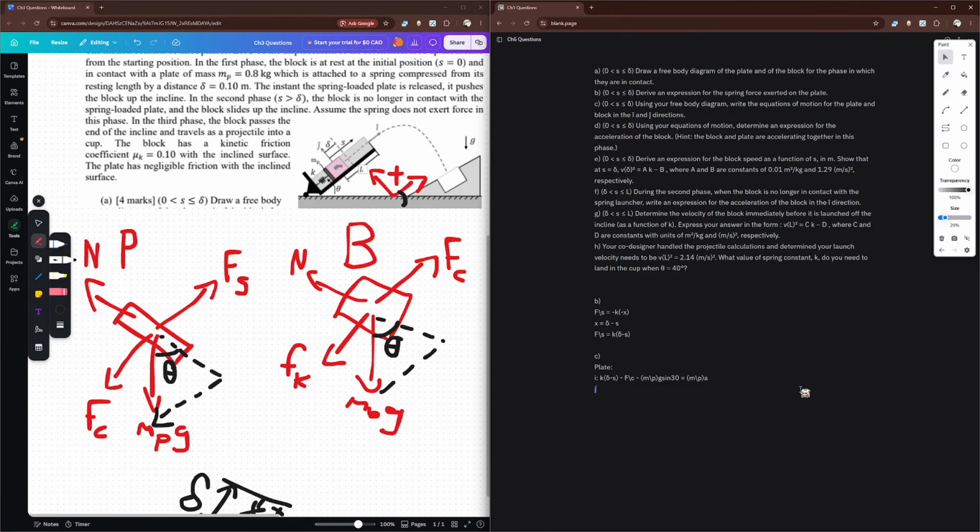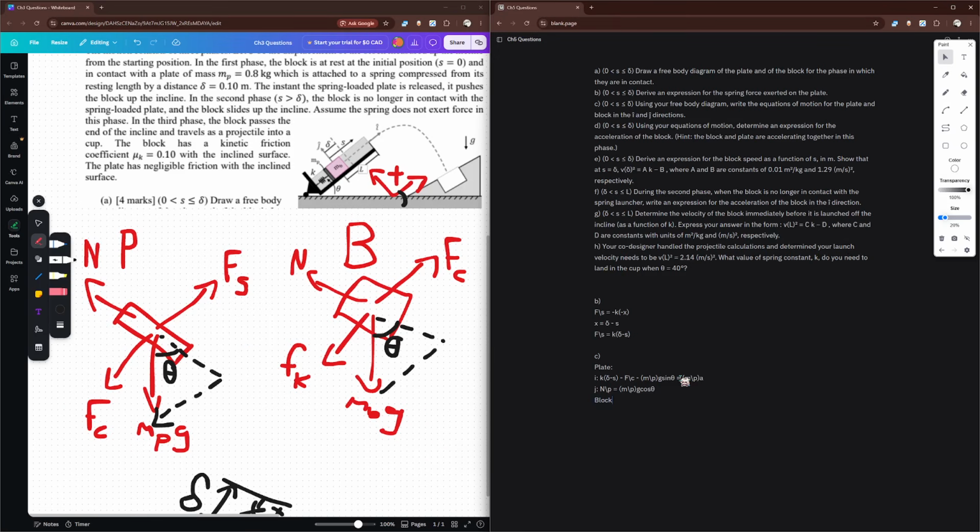So there we go. And in the j direction, we have this total out to 0, and we can see that for this to be 0, the normal force is equal to the cosine, or the jth component, whatever you want to call it, of the weight. This is the jth component of the weight. So Np is equal to mp g cosine theta. I don't know why I said 30 here. This is supposed to be theta.